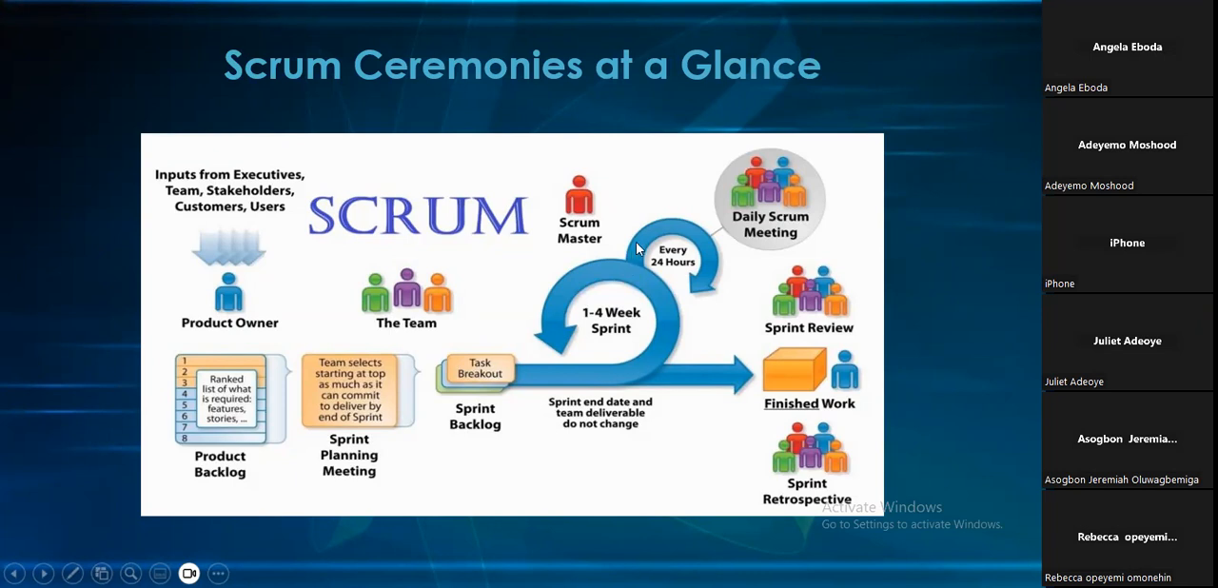Then every 24 hours, we do daily Scrum. Then at the end, we do sprint review. We have finished work. So we did finish work, we do sprint review, then we come and do retrospective. So this is Scrum at a glance.